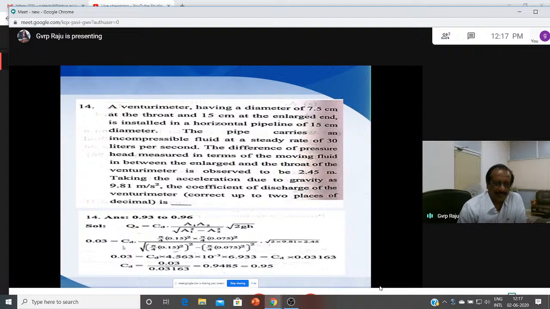So he has given 0.03 as the discharge, the areas are known, and H is directly given as 2.45, and you can find CD. CD is 0.95. If you get a value of CD like 0.7, 0.6 or 1, the problem is wrong and somewhere you have gone wrong. When you get CD equal to 0.95, that means you have taken the values correctly, used them appropriately in the equation, and the equation is also correct. So CD is 0.95.